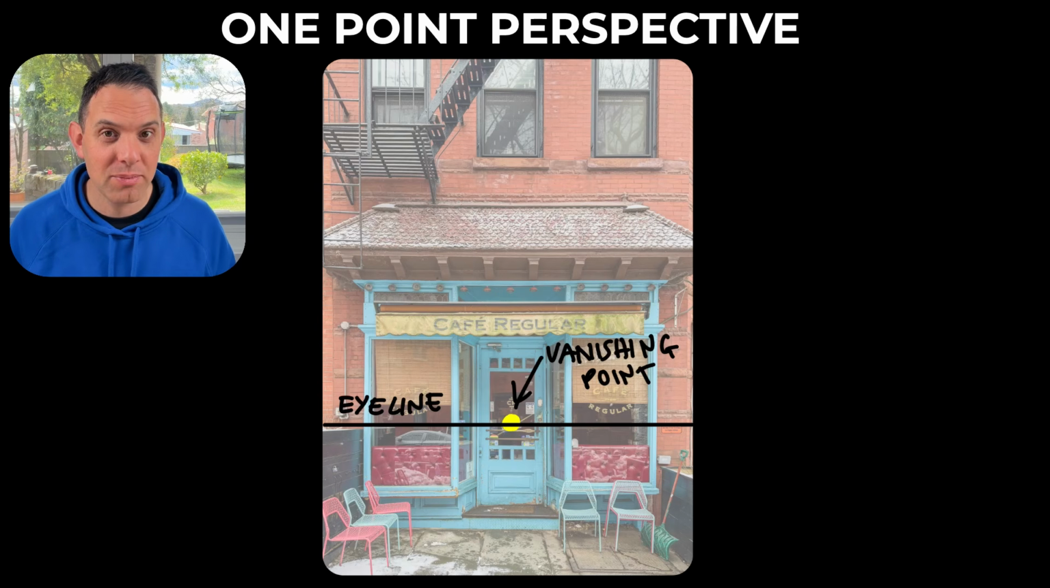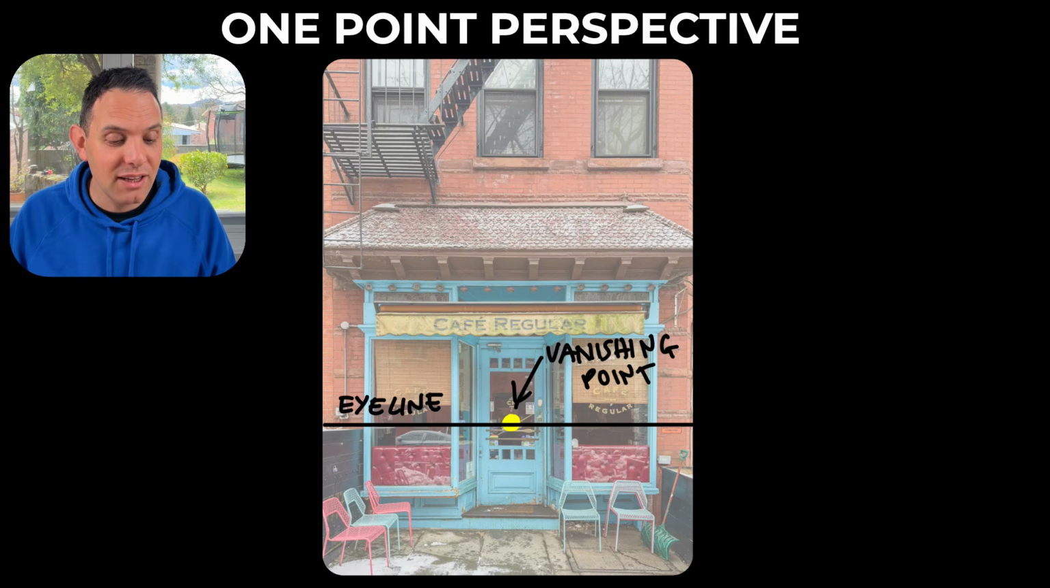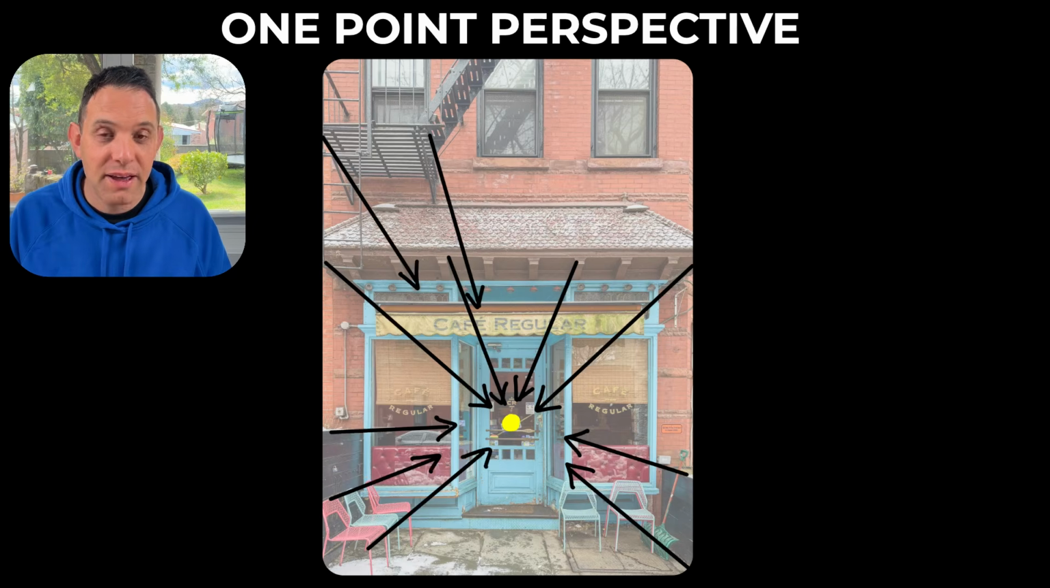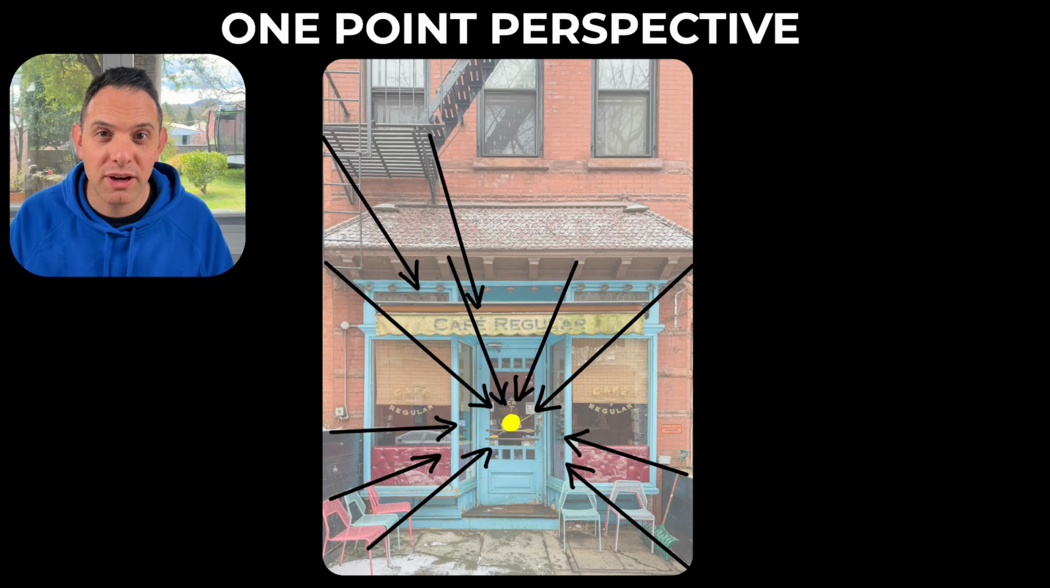Now this is 1-point perspective because it has one vanishing point. And the vanishing point is at the same level, the same height on the building as the eye line, or in this case, where the person took the photo. So you can see here I've marked with a yellow dot, that's the vanishing point. I found the vanishing point by extending all of the angled horizontal lines in the scene to this point. And it really helps to find this point first.